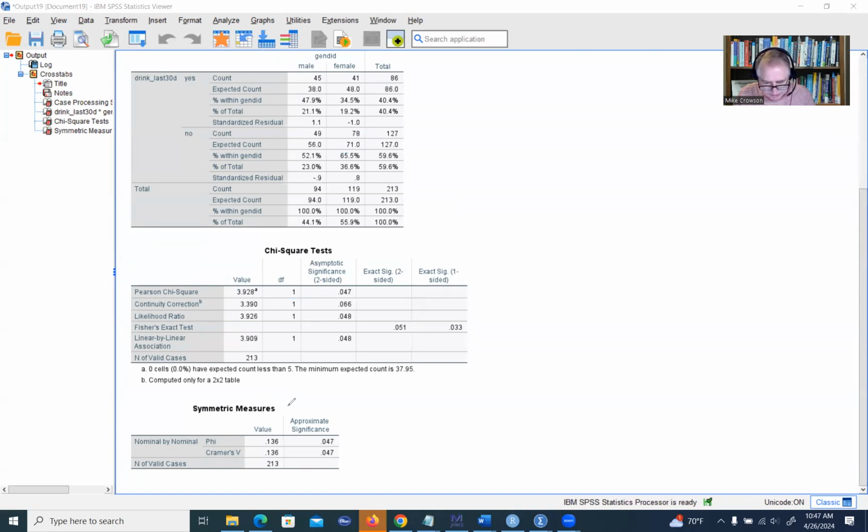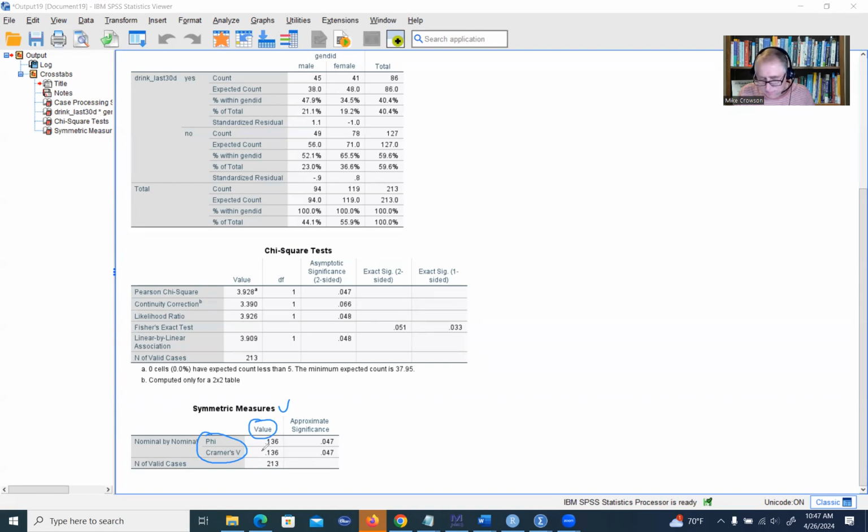So next we'll scroll down a little bit and take a look at the last table. It says symmetric measures down here. So these are essentially effect size measures, where it says value right here. We have the phi coefficient and Cramer's V. So basically, in the context of a 2x2 contingency table, these values will be exactly the same.